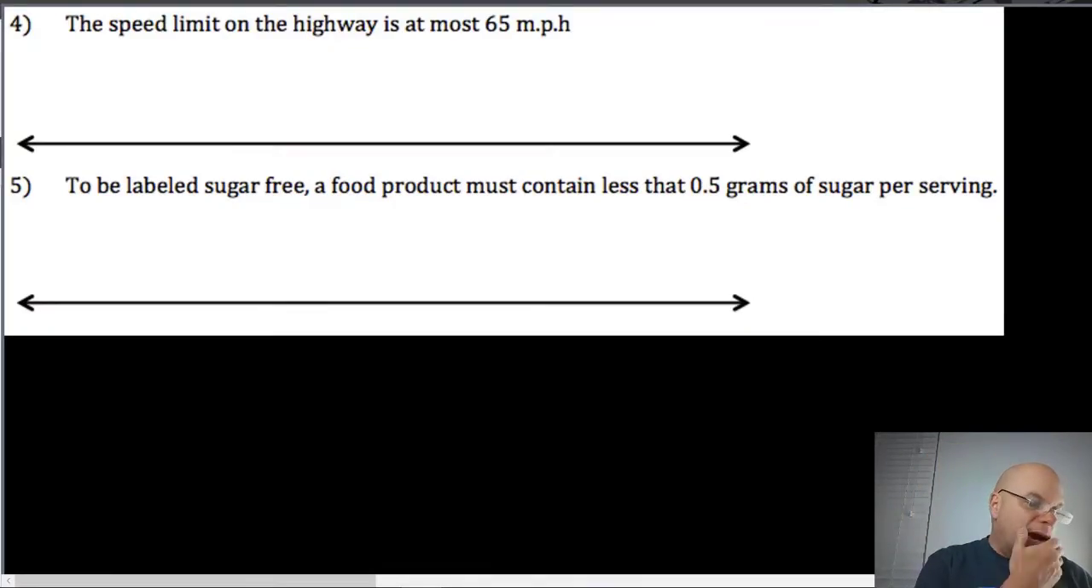On tonight's homework, we're writing inequalities for statements, and then graphing the inequality, and then expressing the solution set of the inequality using interval notation, which we learned yesterday. Problem number 4 says the speed limit on the highway is at most 65 miles per hour.